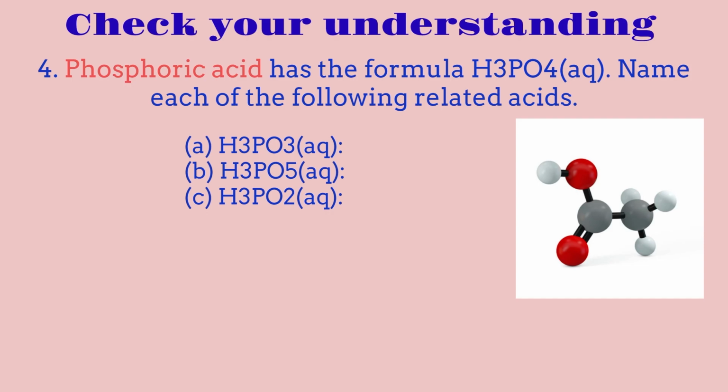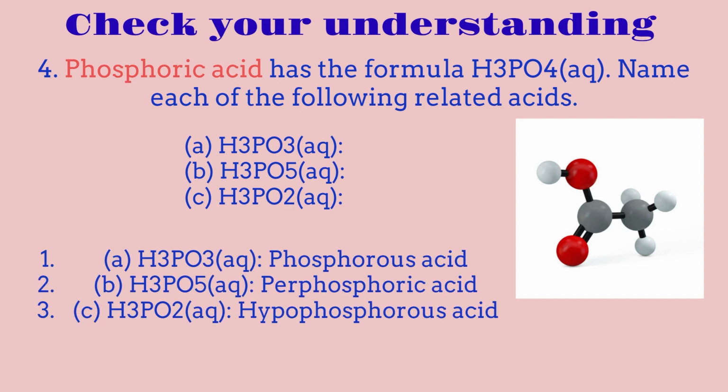So we know that one less would be PO3. So in this case, for the answer, for H3PO3, we're going to get phosphorus acid. For the second one, H3PO5, we have perphosphoric acid. And finally, for the third one, which is H3PO2, we have hypophosphorus acid. So this summarizes question number 4.